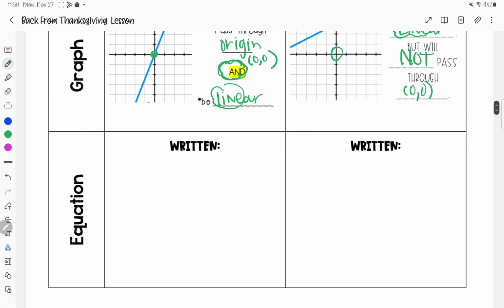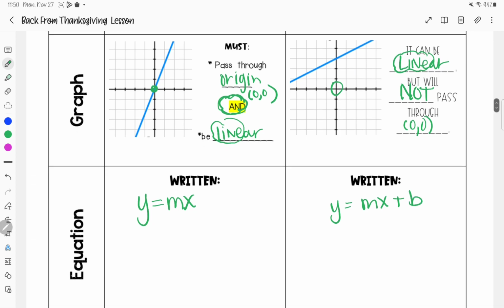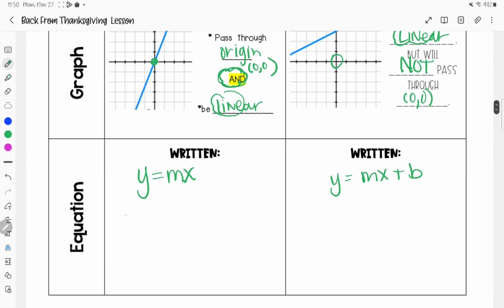On the equation form, there's two that you'll have. You'll have one that is mx, and if it goes through the 0 or our origin, they're not going to put anything here. If it starts anywhere other than 0, it's going to be with that plus b right there. So if it's written with no plus b, it's proportional, because it passes through 0, 0.